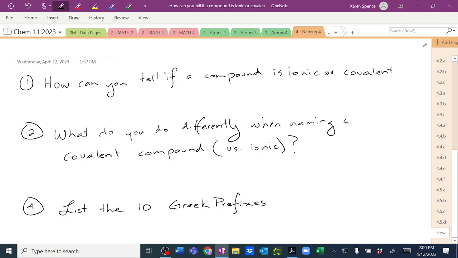Okay, and then you are going to list the 10 Greek prefixes. So take a moment and do that. Make sure you've checked with your partner. You might not remember everything. No, because they're ionic. They're just the names. We do suffixes and we do prefixes when it's covalent compounds.